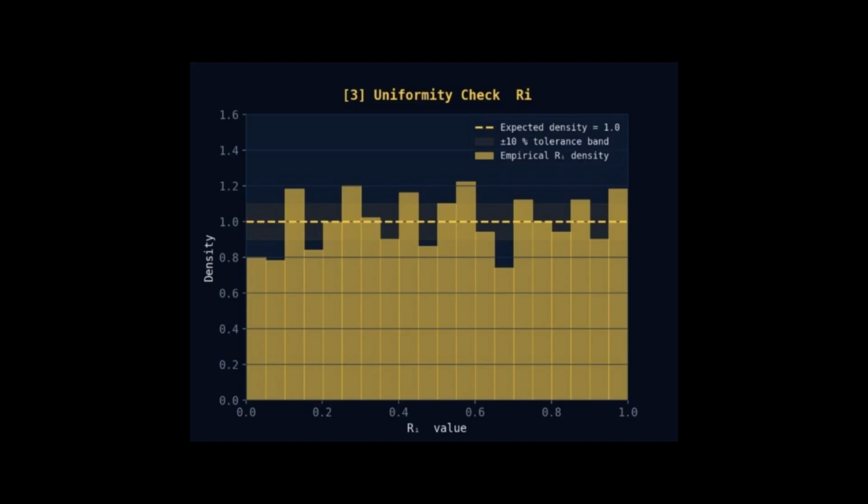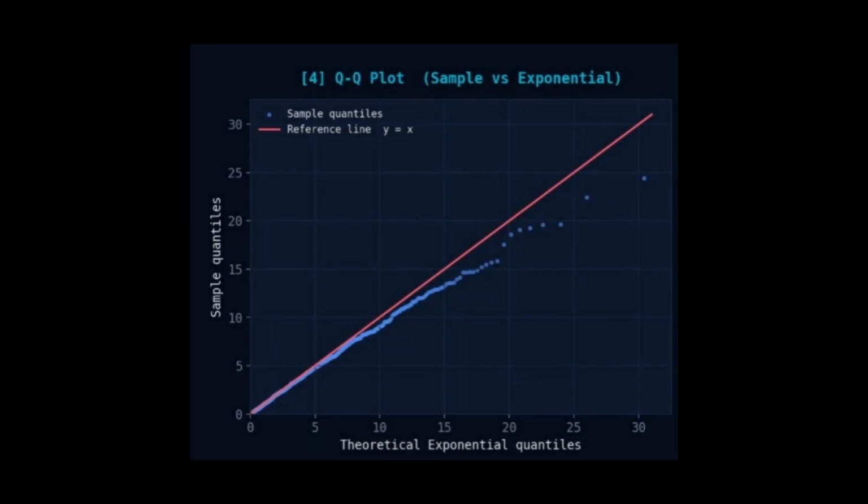This step is critical. If Ri were not uniform, the exponential samples downstream would also be incorrect. Bottom right, the QQ plot. QQ stands for quantile-quantile.